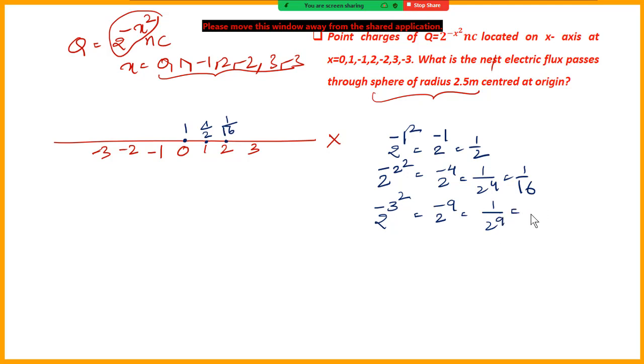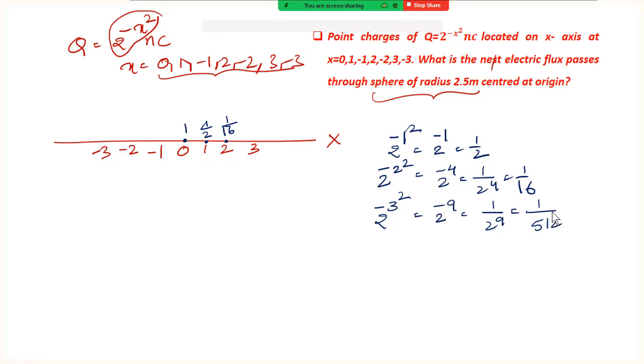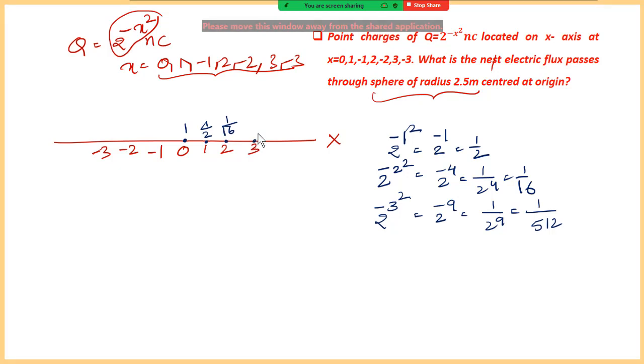So this is a small value because the denominator is increased. How much is this one? I think 512. 2 power 10 means 1024, so 2 power 9 is 512. So here we have 1 by 512.